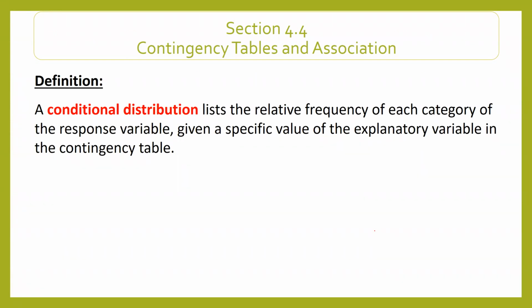What is more, this is called conditional distribution. It lists the relative frequency of each category of the response variable, given a specific value of the explanatory variable in the contingency table. Now, this is a little tricky because it's conditional. We have to condition the work based on a particular explanatory variable.